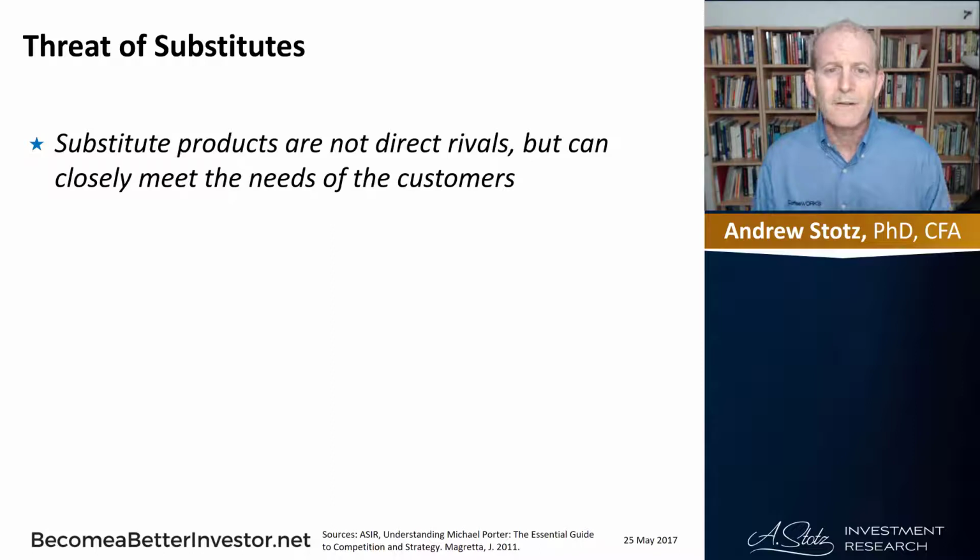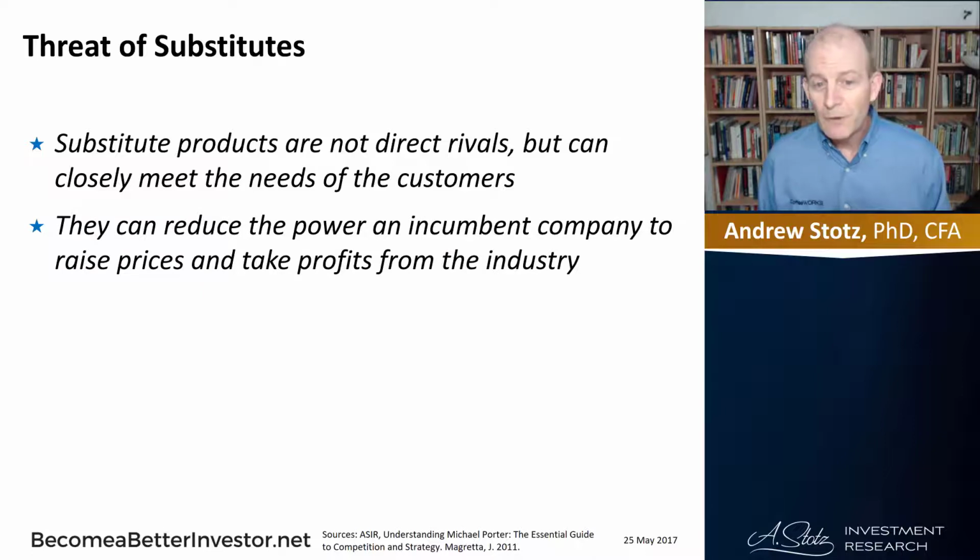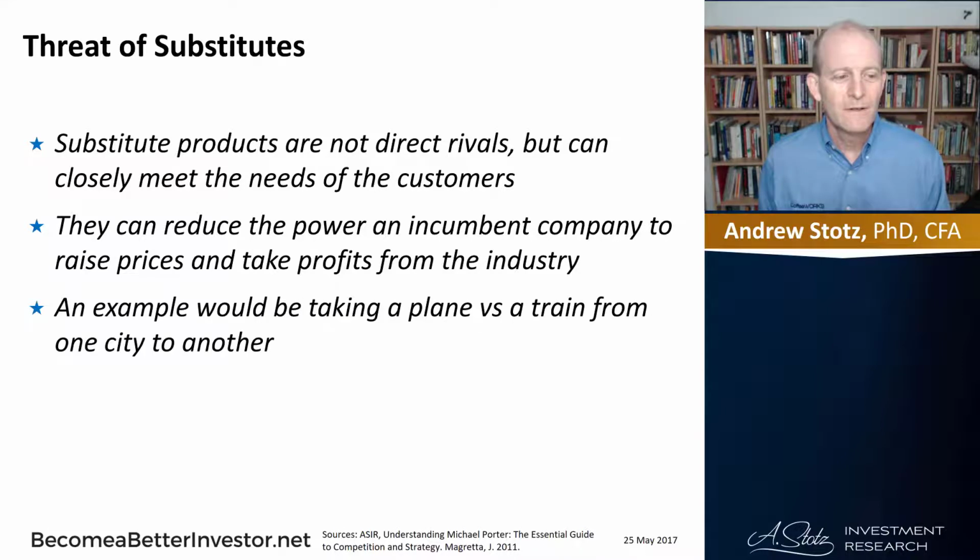Now, substitute products are not direct rivals, but can closely meet the needs of the customers. So they can reduce the power an incumbent company or an existing company has to raise prices and take profits from the industry. An example would be taking a plane versus a train from one city to another. If we talk about direct competition, well, that's other airlines. If we talk about new entrants, well, if there was a low-cost airline coming in, that would be a new entrant with a different proposition. But in this case, a train between 2 cities is a substitute.